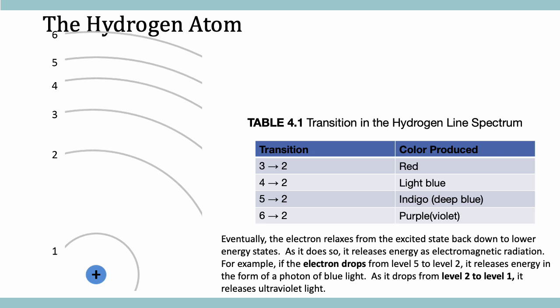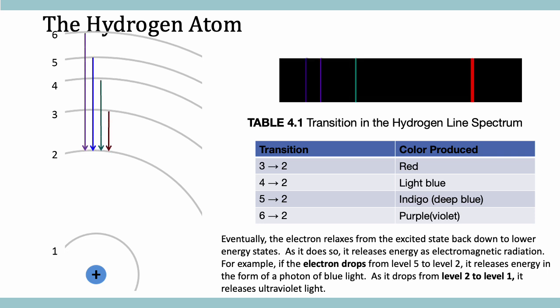This is showing for a hydrogen atom, when the electron jumps from, let's say, 6 to 2, 5 to 2, 4 to 2, or 3 to 2, it emits different color lights. Okay, sometimes it's red, blue, indigo, or purple. So it gives you 4 different color lights. This is for a hydrogen atom. How do we know this? How can you know it?